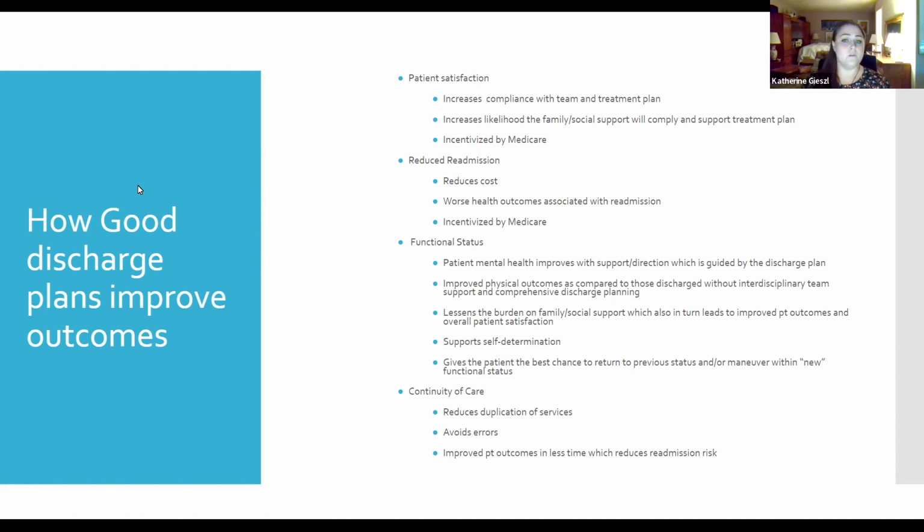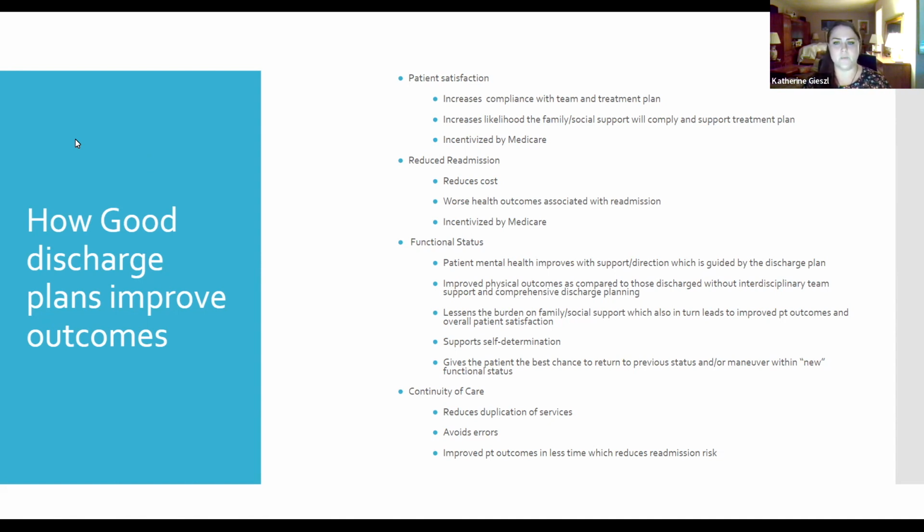So again, readmission reduction is also incentivized by Medicare. If you can show that patients aren't coming back, that they're meeting their health outcomes and goals, and that you're not spending money on the same patients over and over again because there wasn't an effective discharge plan in place, that's also incentivized by Medicare.